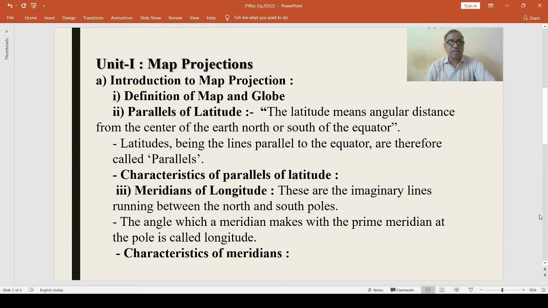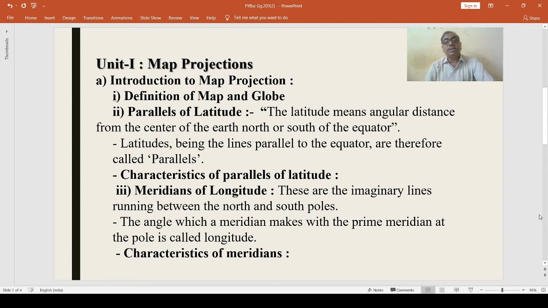Parallels are the true east-west lines. All parallels intersect meridians at right angles. The equator is a great circle. All other parallels are called small circles.